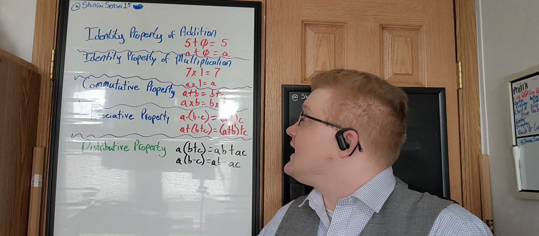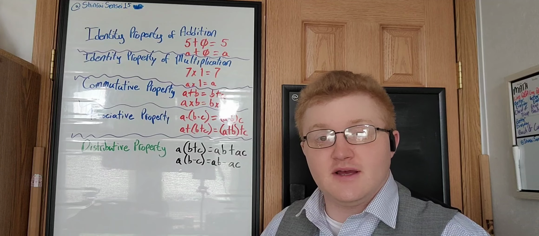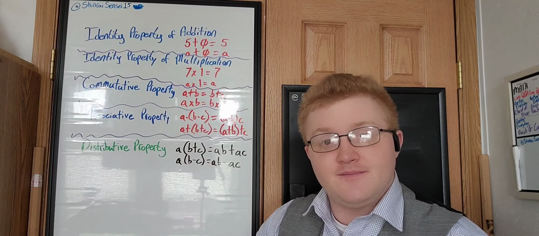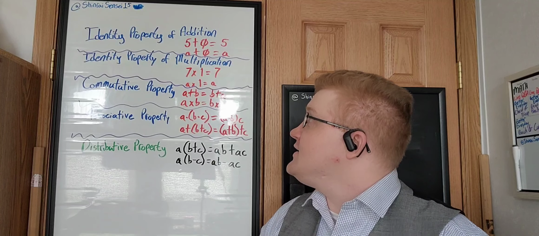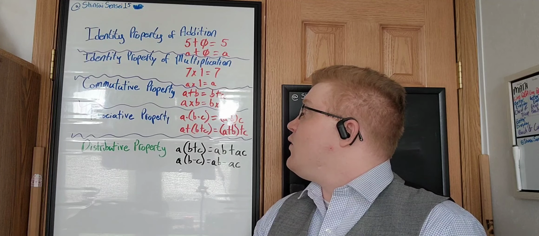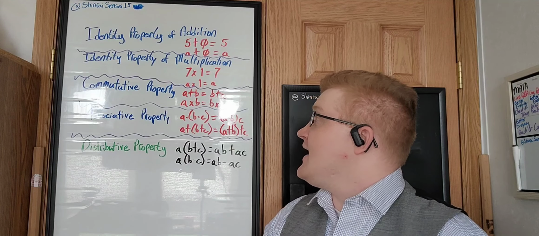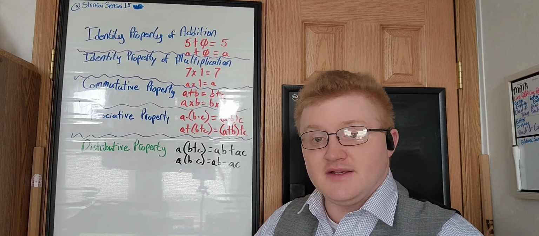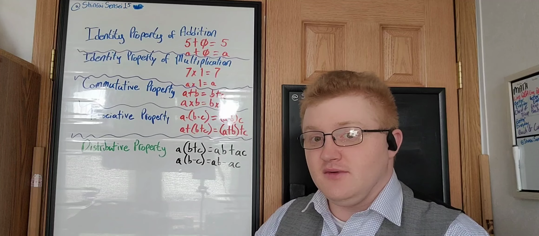So the identity property of addition: anything plus 0 is itself. So 5 plus 0 is 5. A plus 0 is A, right? Identity property of multiplication: anything times 1 is itself. So 7 times 1 is 7. A times 1 is A, right? Super simple, very basic, common sense. You're not adding any value when you do any of these.